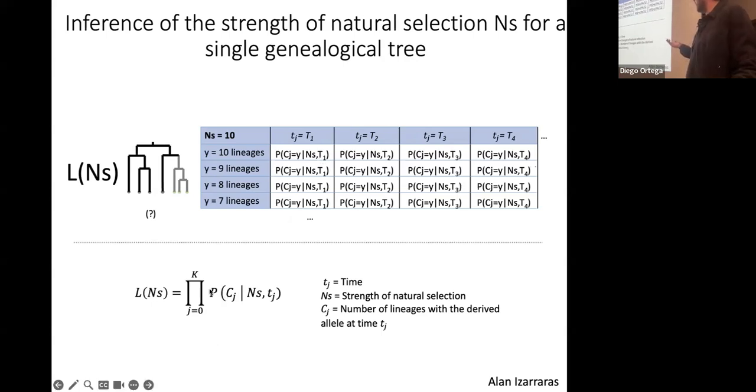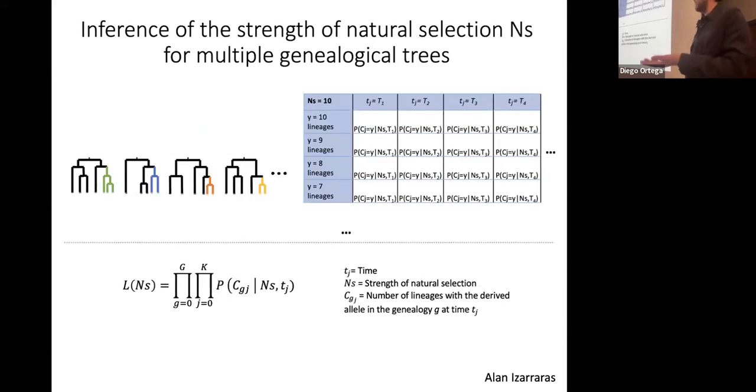And then we can set up a likelihood equation where what we look at is, what's the chance of having a certain number of lineages with the derived allele, given some value of selection, given that I'm looking at a particular time, and then I look at different time slices. And that's the way we're going to do it. And we can repeat that exercise with a ton of genealogies. So you can leverage information from a ton of genealogies and then compute the likelihood of having some value of selection, given all of these genealogies and this information of the number of lineages that have the derived allele over time. So we went on and we did this.